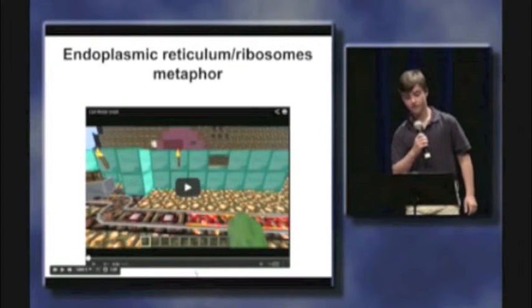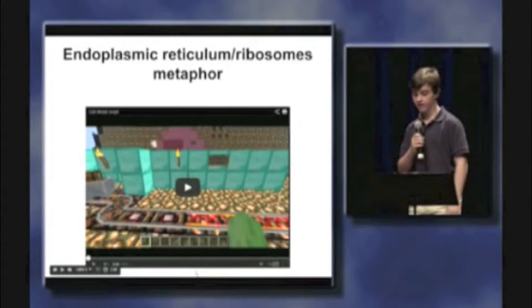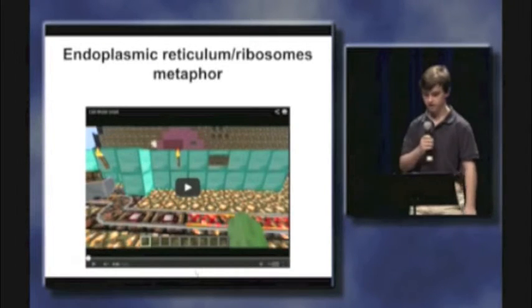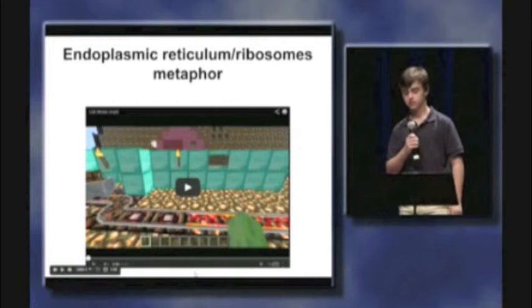This shows the rough endoplasmic reticulum. It is rough because it has ribosomes on it. The function of the rough ER is that it distributes proteins to the rest of the cell.